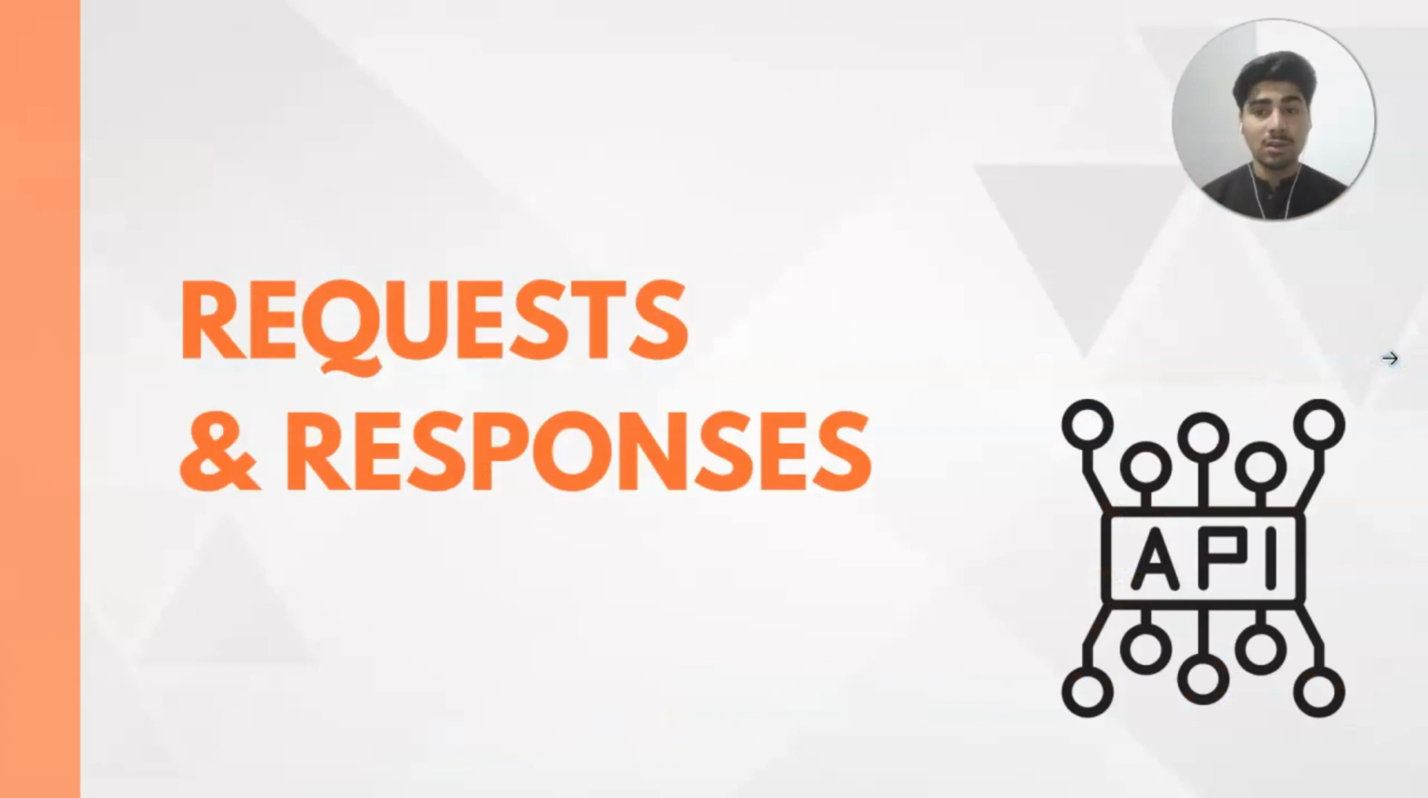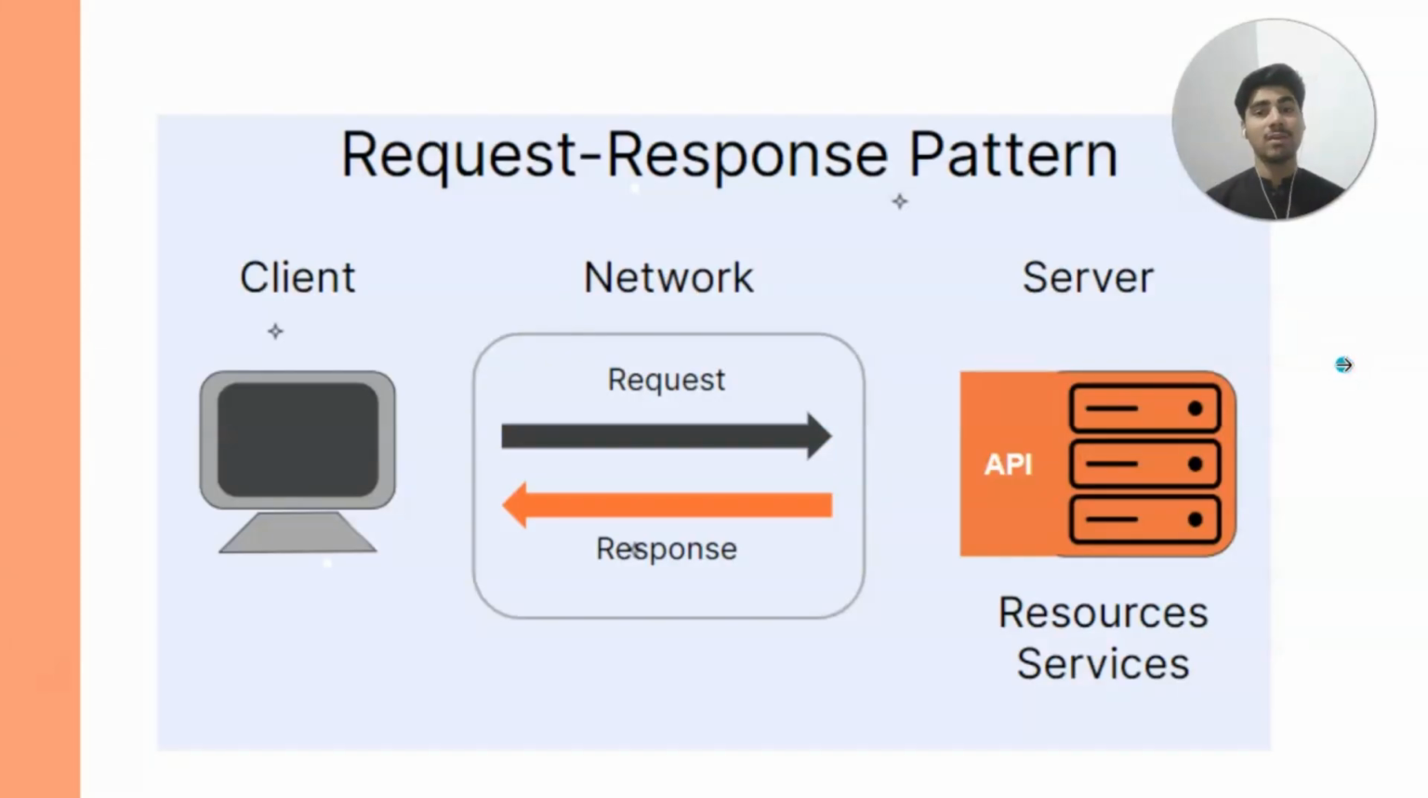Similarly, what are requests and responses in API testing? We have a request-response pattern in the following way. We have a client and a server, and the server has some services to offer to the client. The client sends a request to get some particular services, and then the server sends a response over the network back to the client. So this is how the request and response pattern works.